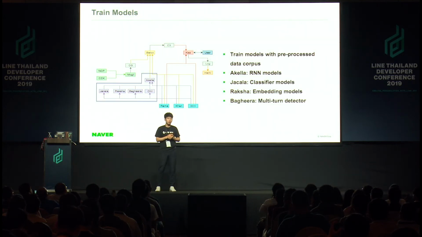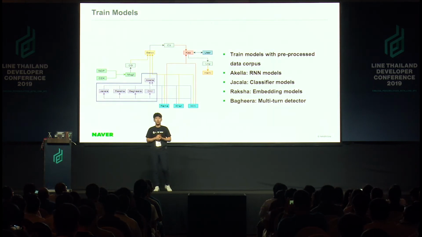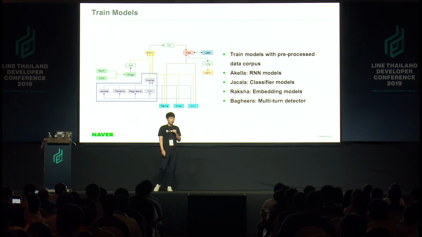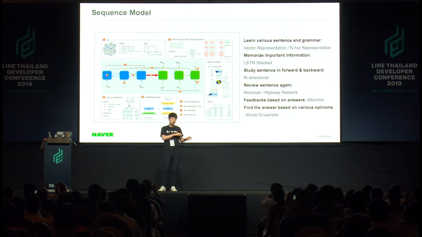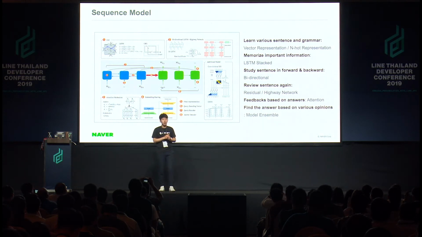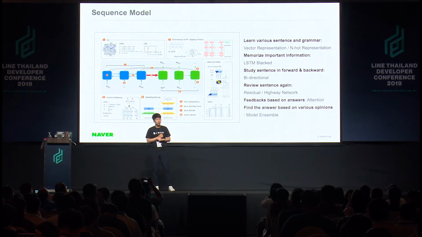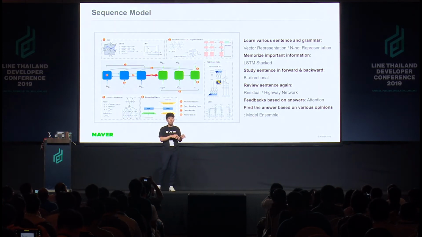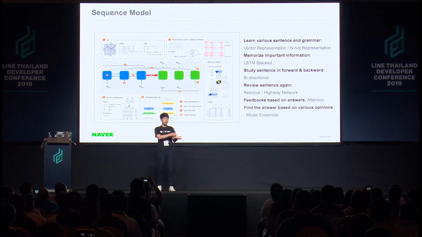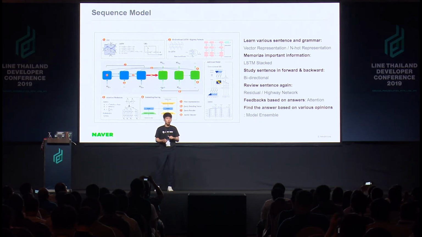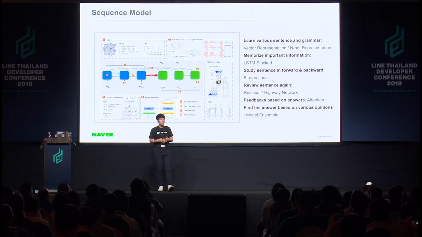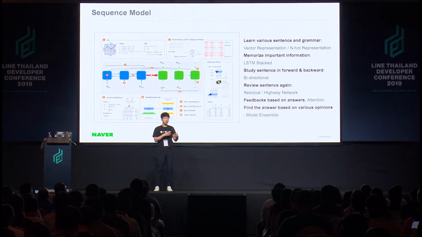So what kind of models do we have? We use 3 types of models. We have RNN-based models, classifier models, and embedding models. First of all, for the sequence model, we use a vector representation, which we call NHAT representation, and we learn various sentences and grammar. And we use LSTM to memorize important information. And we give feedback with attention from answers. And also we study sentences back and forth, bi-directionally. And all those things happen in our sequence model architecture.